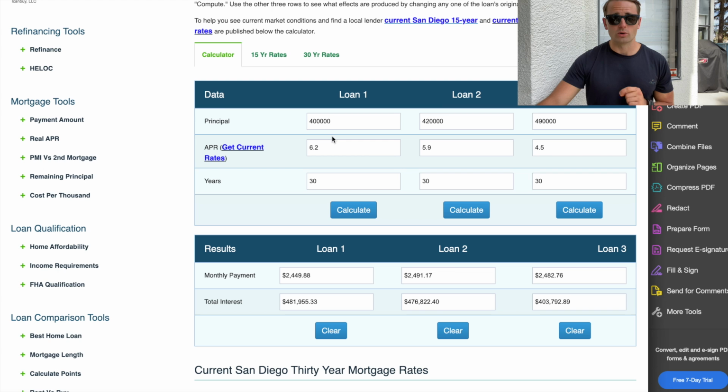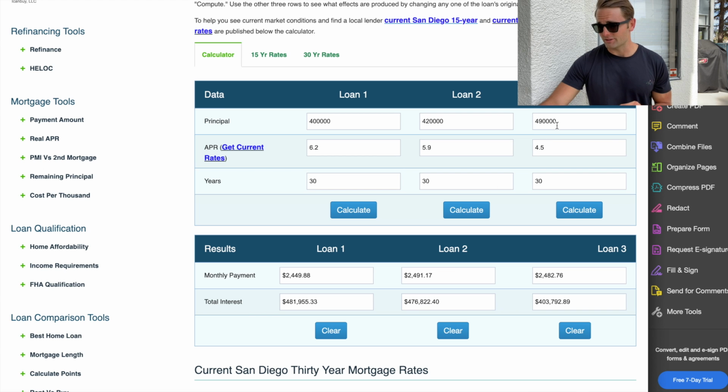loan one, which is the $400,000 loan, will have a monthly payment of $2,450 and a total interest over time at $482,000. Loan two, although it's a higher monthly payment, will actually result in less interest paid over time at $476,822. So as you can see, it's just a slight variation of the interest rate, but it makes a massive difference over the lifetime of the loan.